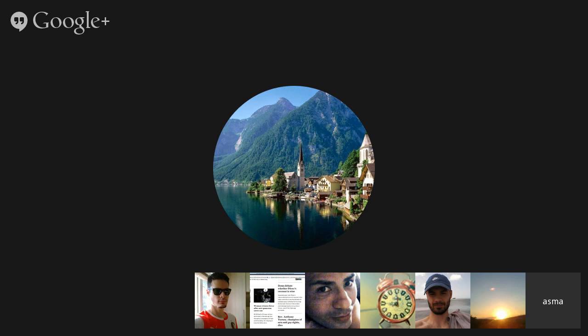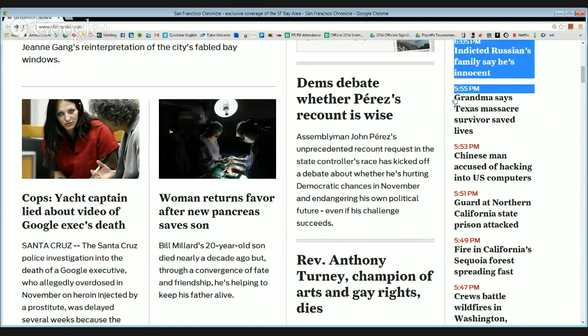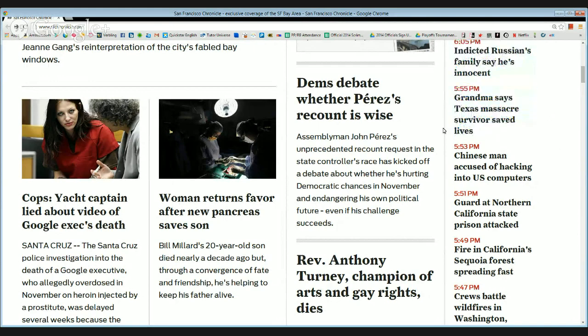Grandma says Texas massacre survivor saved lives. Yeah, Grandma says Texas massacre survivors saved lives. Okay, I can't seem to get it to highlight, but over here. So what will you change to make this one into a complete sentence?